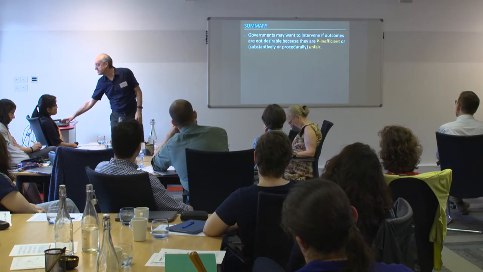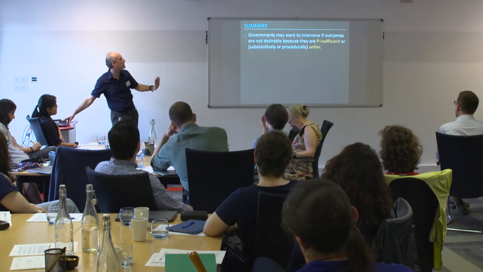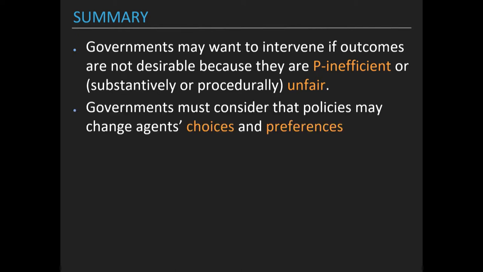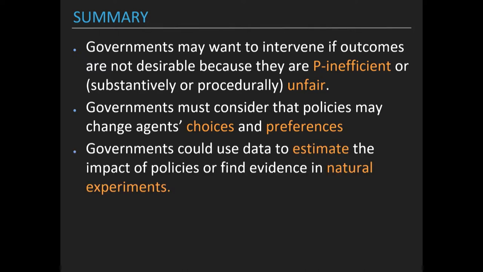So in summary, the chapter has three points. First, governments may want to intervene if outcomes are not desirable because of inefficiency or because of unfairness. Governments must consider that policies may change agents' choices and preferences. And second, governments could use data to estimate the impact of policies or find evidence in natural experiments in order to determine beforehand whether the policies will work or not.